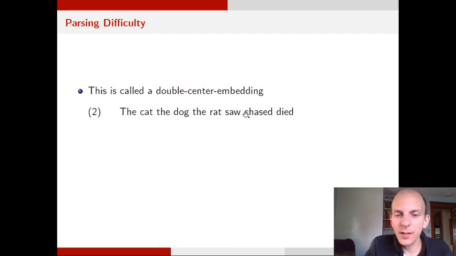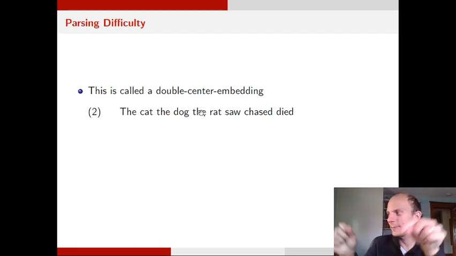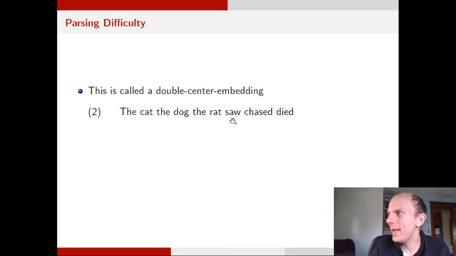So which dog? The dog the rat saw. The rat saw the dog. Which cat? The cat the dog chased. The dog is doing the chasing. So again, you do this unfolding where the rat is doing the seeing and seeing the dog. The dog is doing the chasing and chasing the cat. And the cat is the one that's dying. The cat died. Which cat? The one the dog chased. Which dog? The one the rat saw. Whew. I did it and I didn't explode. So it's semantically well-formed. Kind of.